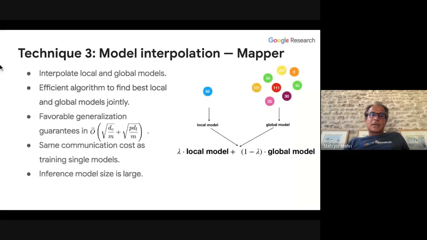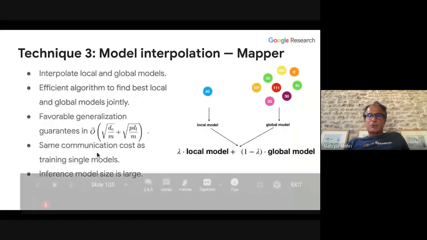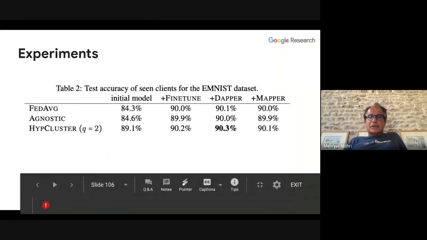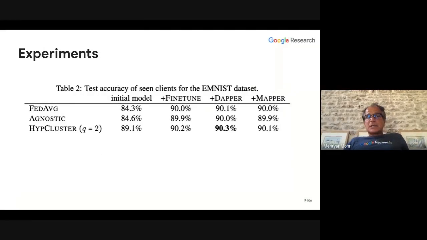So let me quickly show some experimental results for these algorithms. These are results using the eMNIST dataset, which is a letter and digit recognition task with 3,400 users and 62 classes. Models were trained with the Federated agnostic loss, or the hypothesis clustering losses, and combined using either fine-tune, Dapper, or Mapper. In short, one interesting observation is that the hypothesis-based clustering already provides a substantial benefit of about 4 to 5% with just 2 clusters, and improves upon federated averaging and agnostic models.